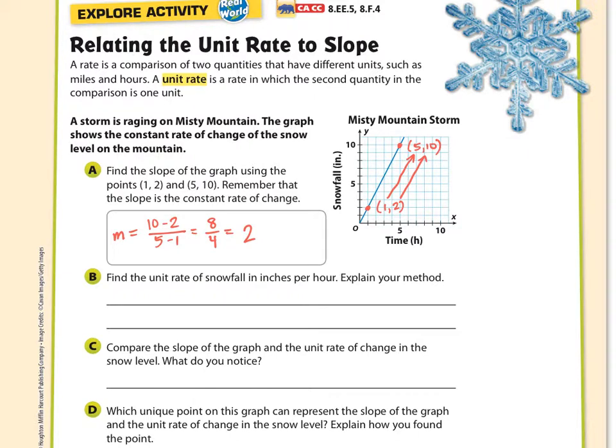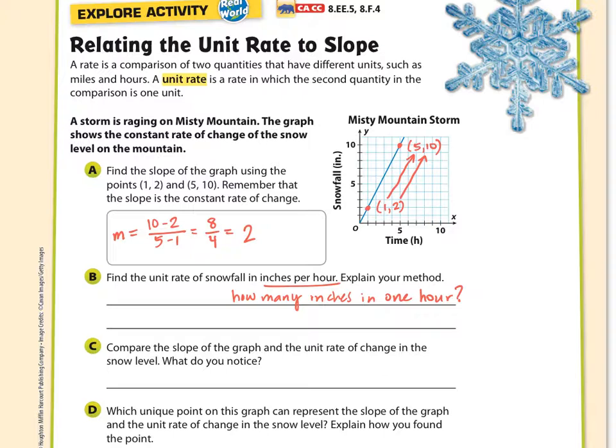Then we're going to find the unit rate of snowfall in inches per hour. So we want to know what inches per hour means. This means how many inches in 1 hour. So per hour means 1 hour, really.